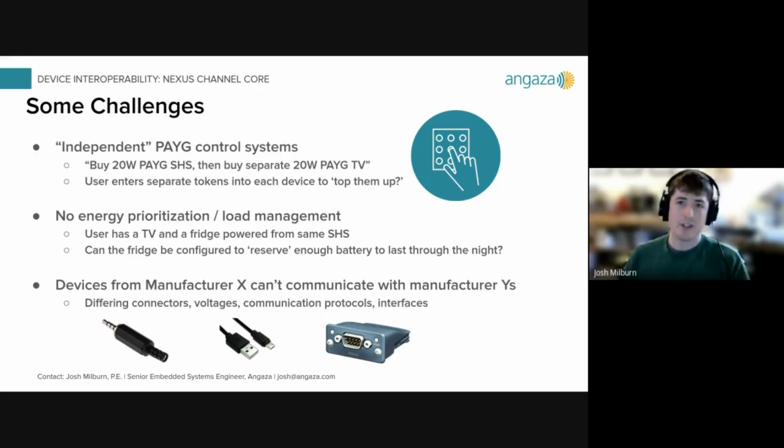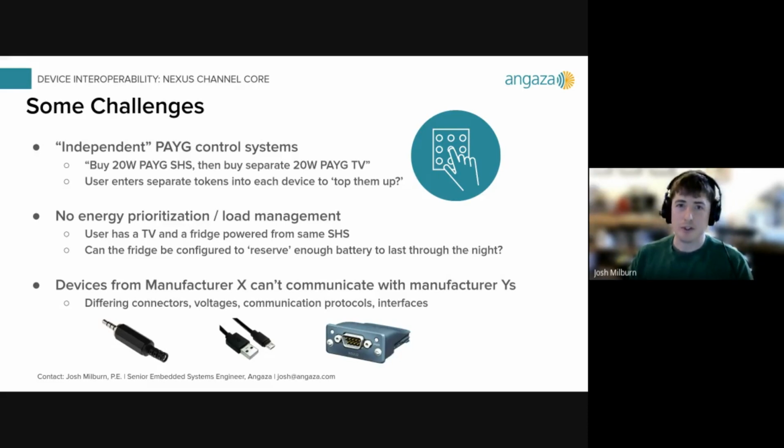Besides pay-as-you-go, there's energy prioritization issues. Let's say a user has a TV and a fridge, and they would like to know, if I use my TV tonight for 4 hours, will my fridge be able to run until the morning? They can answer it heuristically based on past experience, but there's not really a great way to do that in a standard fashion today. And devices from different manufacturers can't exactly communicate that information easily.